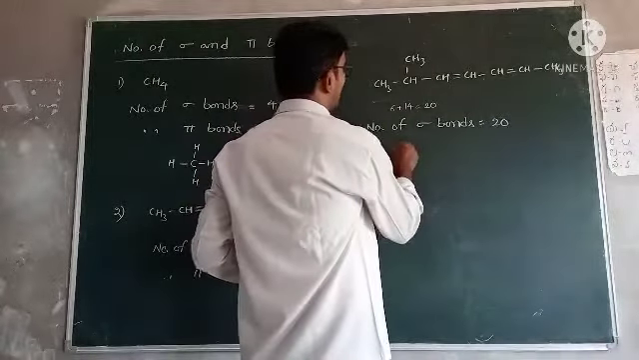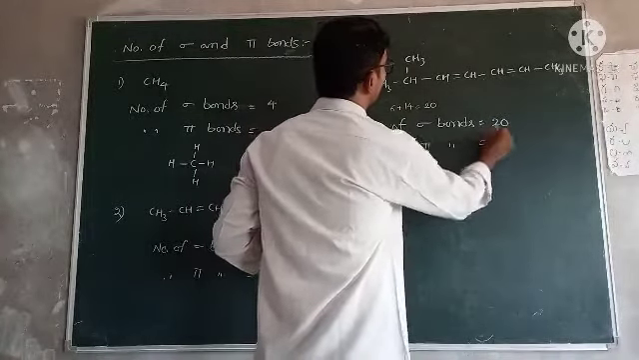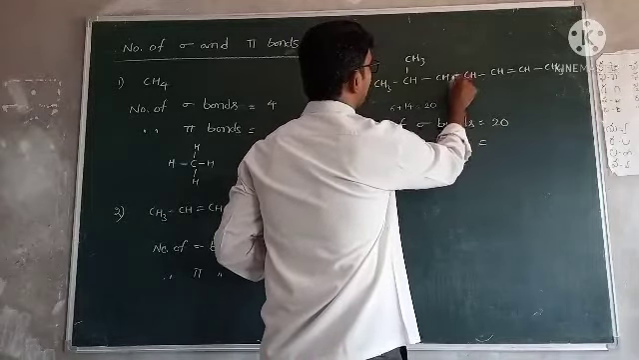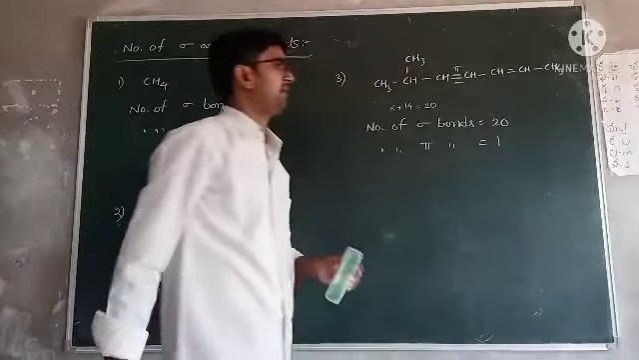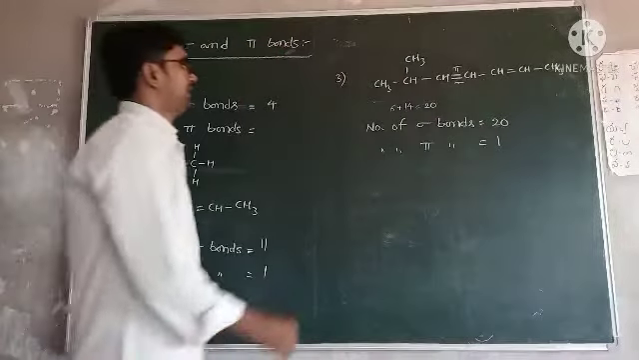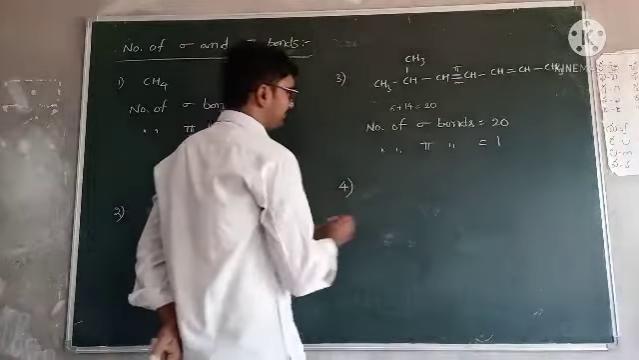Now the number of pi bonds. The number of pi bonds is very easy. Here only one double bond is present. So one of these is sigma and the other is pi. So only one pi bond is present. Okay, last example from this one.